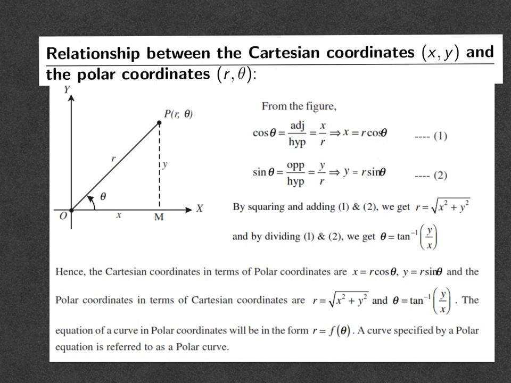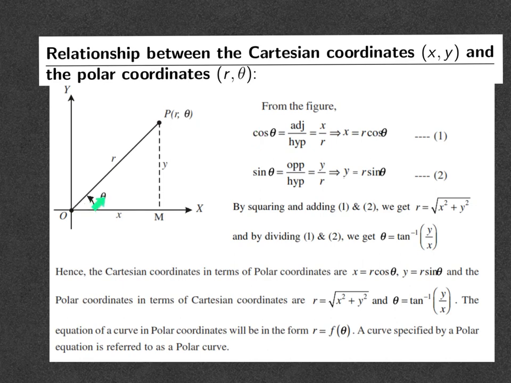Next we see what the relation is between Cartesian coordinates x, y and the polar coordinates r, theta. We already know what theta and r represent. r is the radius vector, theta is the angle inclined between the radius vector and the initial line. So this is the distance y, this is the distance x. From this diagram, you can write cos theta is adjacent divided by hypotenuse. The adjacent is x, divided by hypotenuse r. So you can write x is equal to r cos theta.